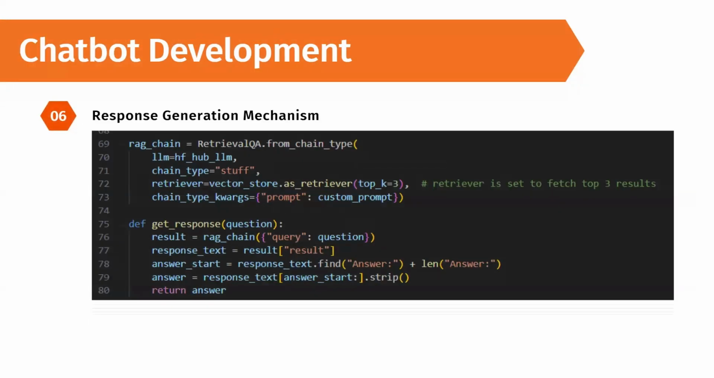Then implement a function getResponse that takes the user questions, processes it through a retrieval QA chain, and extracts the answer from the model's output. This ensures that the responses are not only accurate but also tailored to the user's specific inquiry.